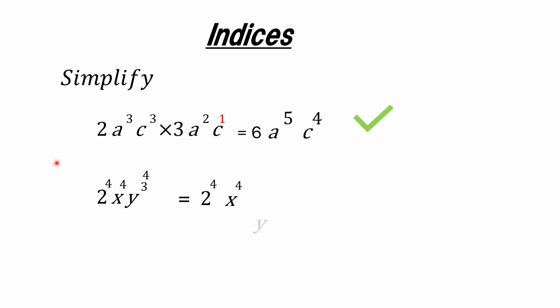Now, 2 to the power of 4 is just 2 to the power of 4 for now. X to the power of 4, we leave it. Y to the power of 3 to the power of 4. So 2 powers, you multiply them. 3 times 4. Now 2 to the power of 4 is 2 times 2 times 2 times 2, 4 times. 2 times 2 is 4, times 2 is 8, times 2 is 16. X to the power of 4, we can't do anything, so it stays. Y to the power of 3 times 4 is 12. It's just going to be this. Finished. Next question.